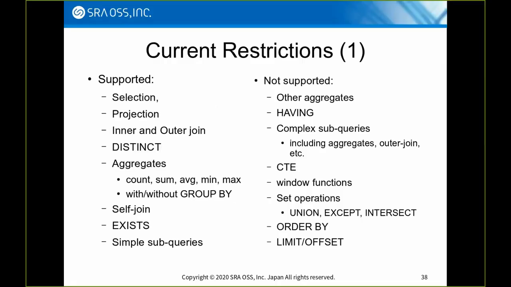At last, I'll show current restrictions on our implementation. We are now supporting selection, projection, inner and outer join, distinct, some aggregates, self join, exists, and simple subqueries. On the other hand, we are not supporting other aggregates, or user-defined aggregates, and having, complex subqueries including aggregates, or outer join, and so on. CTE, window functions, set operations, order by, and limit offset clause.